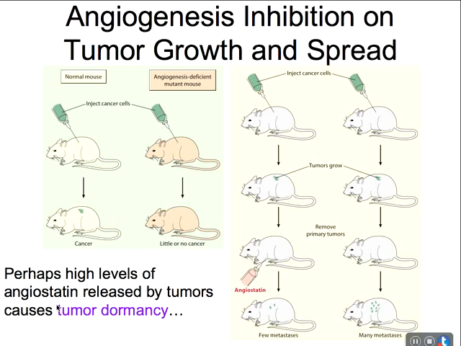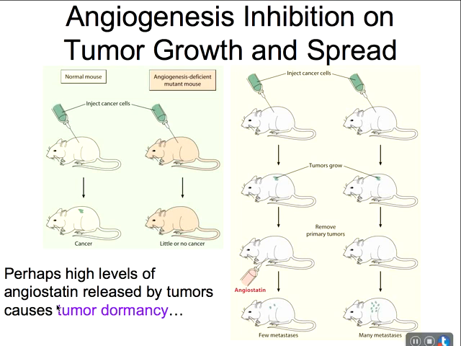So here's the next experiment that they did. They injected the lung cancer cells into two different mice. Here into this mouse, you got the tumor forming. You then removed that primary tumor and injected them with angiostatin, that's an angiogenesis inhibitor, right, and you got few to no metastases. Very few tumors came back from that.